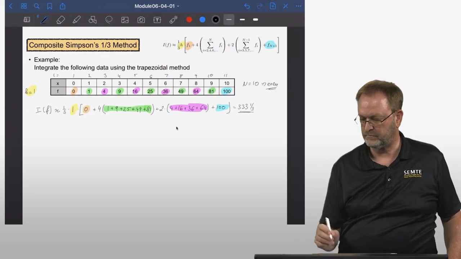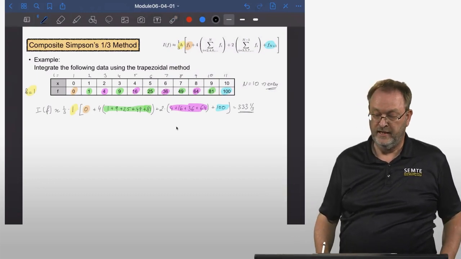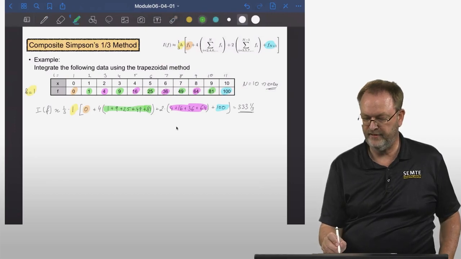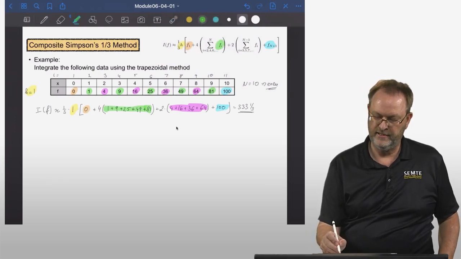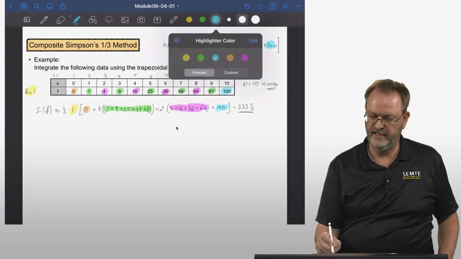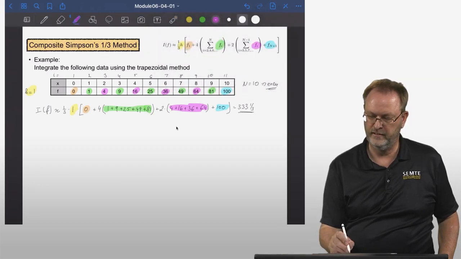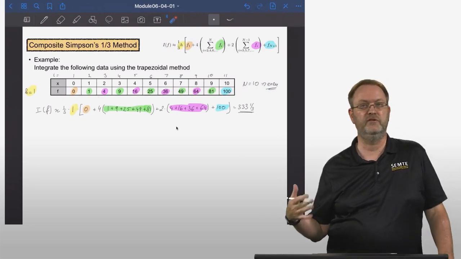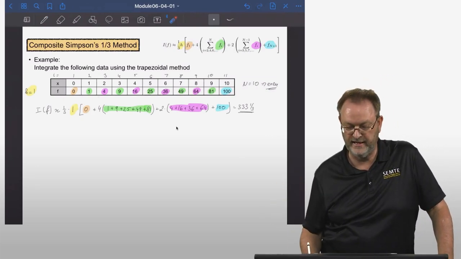Okay, so that would be the final answer. One quick way of double checking that everything works out in this formula is to see whether in the table here every single f value is colored just once. So it appears just once in the final formula, and that's the case here.